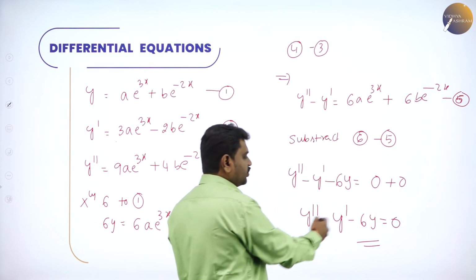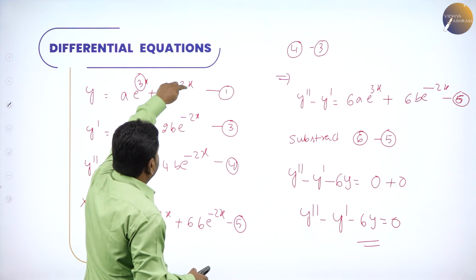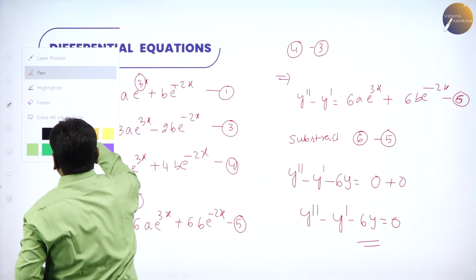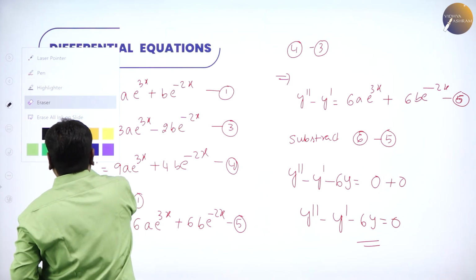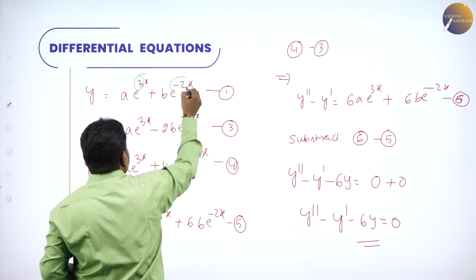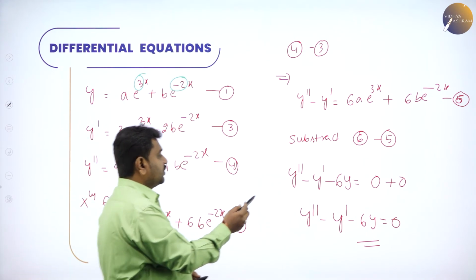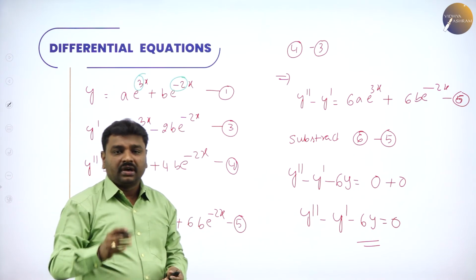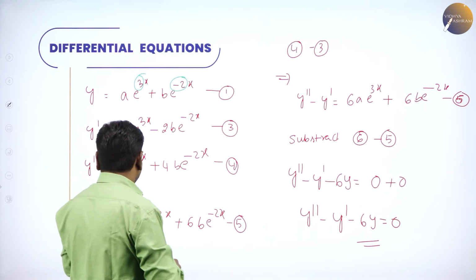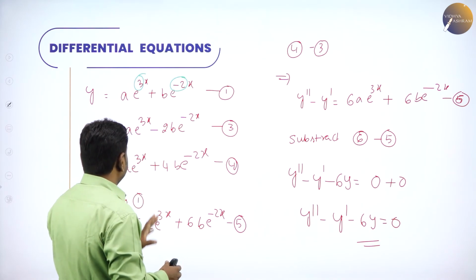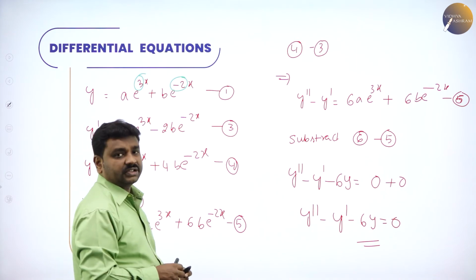How did I get the idea that I should multiply 6 to it? Because I saw this quotient 3 and minus 2. The logic is simple. If I multiply 3 and minus 2, 3 into minus 2 is minus 6. Minus 6 is there, so I'll multiply 6 and subtract, and I'll get the required result. I hope all of you understood what I have done. So I multiplied 6 to this, I got this, and we got the equation.